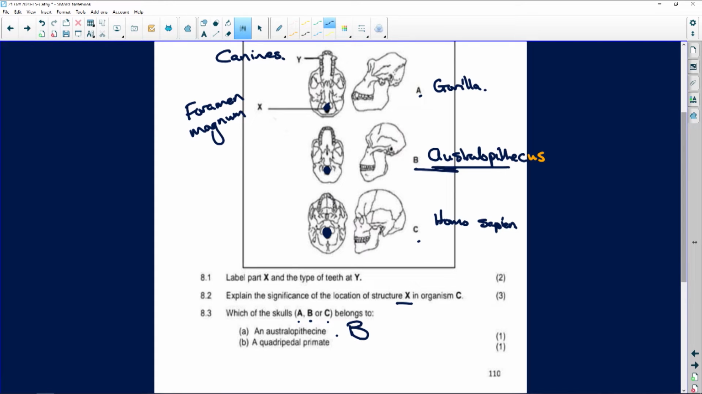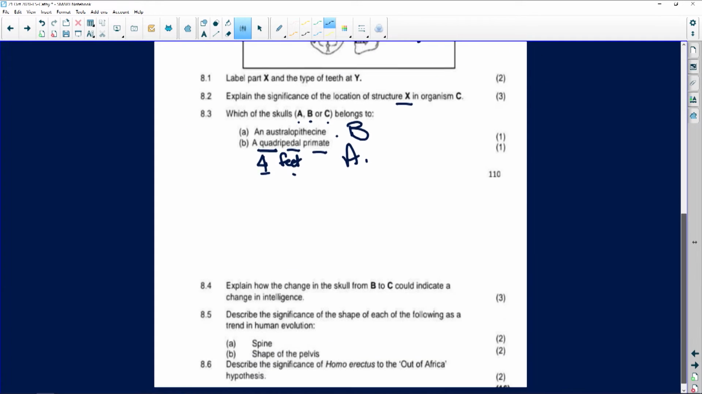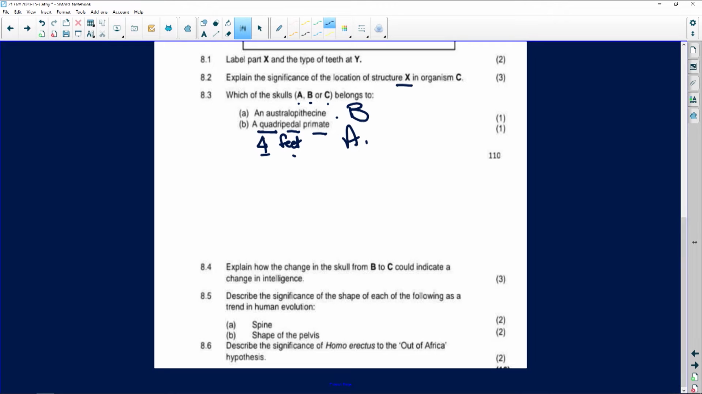There's our little guy. And a quadrupedal. Now, quadri means 4. Pedal means feet. Now remember, a gorilla walks on all 4. So a quadrupedal primate, gorilla. There we go. So it's A. Alrighty.